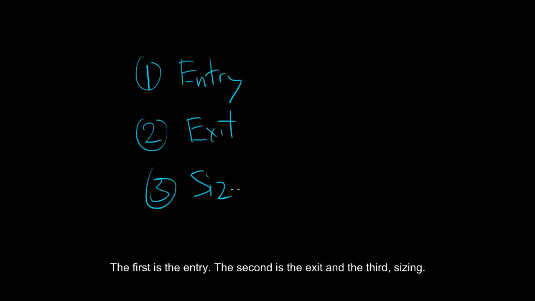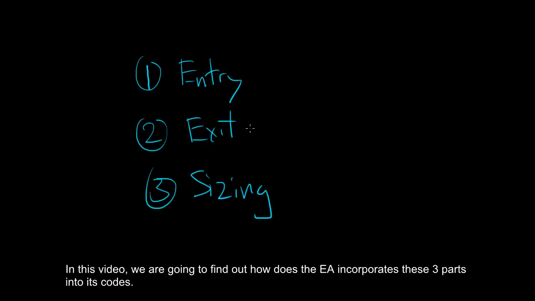In the previous video, we know that there are three main parts to an EA. The first being the entry, the second, exit, and the third, sizing. In this video, we are going to find out how the EA incorporates these three parts into the coding.